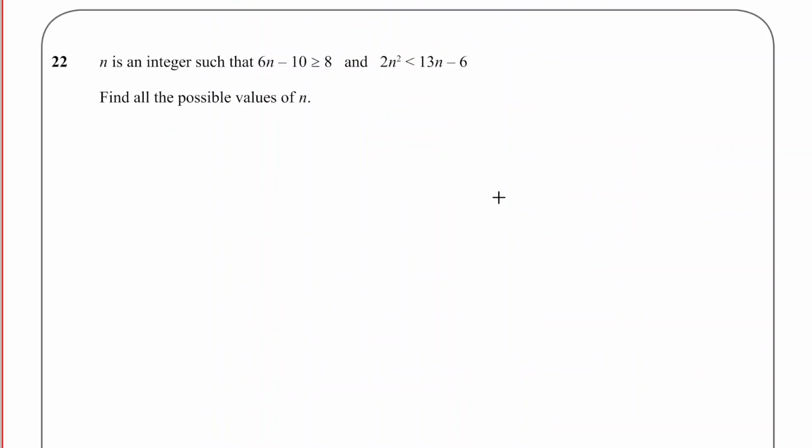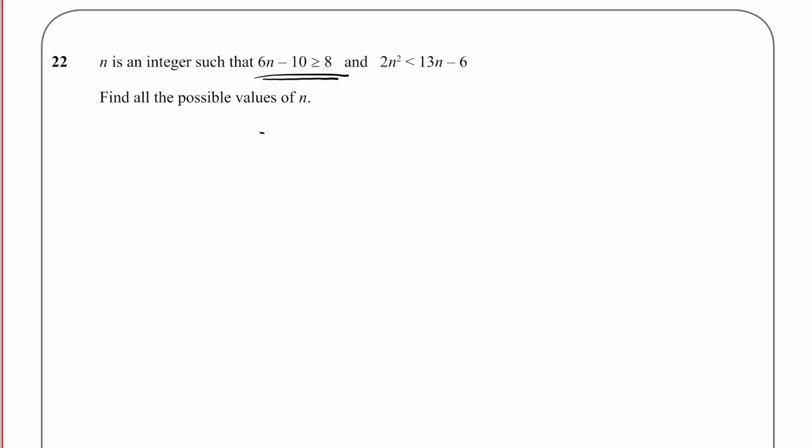Question 22. n is an integer such that 6n minus 10 is greater than or equal to 8, and 2n squared is less than 13n take away 6. Find all the possible values of n. So we've got 2 inequalities that we need to solve. Let's start with the straight line one, the linear one.